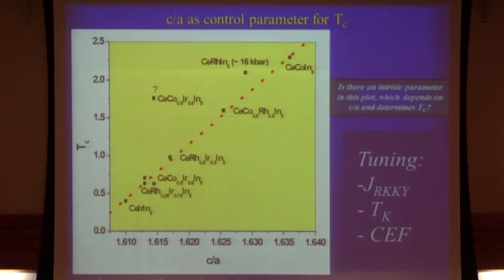But the question is, well, when you tune this, you are tuning everything. It's a very complex material. You're tuning the RKKY because you're changing distance. You're tuning the Kondo effect for the same reason. And you're tuning the crystal fields. So how can I separate these effects to try to learn something? How can I do that?